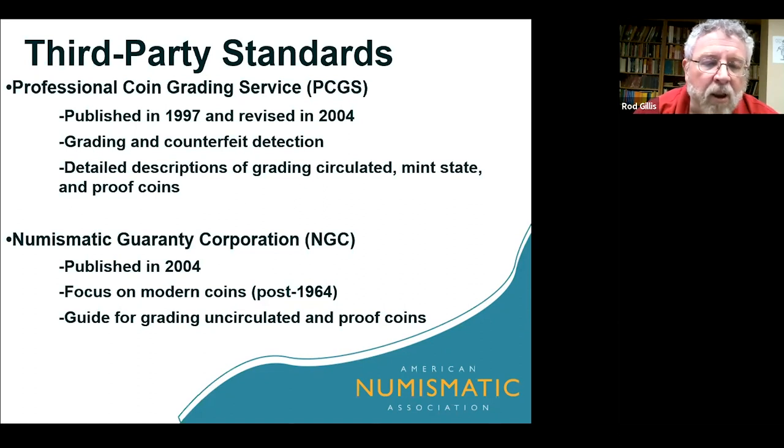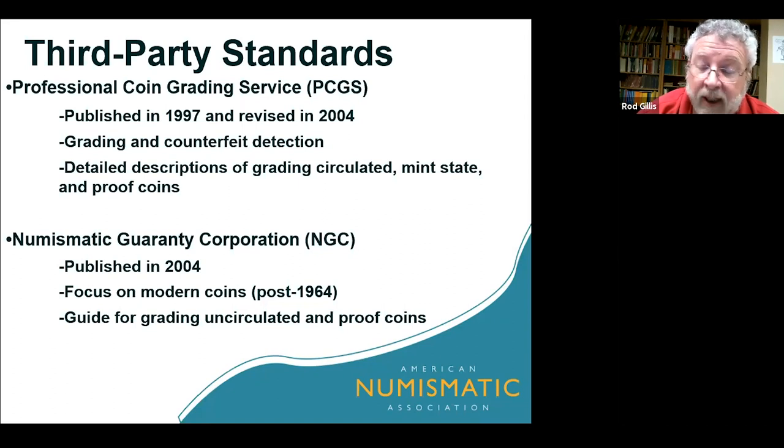So some of you might be thinking, well, I've heard of someone who had a coin that was graded by one of these major third-party grading companies, and then they weren't happy with the grade, and they sent it out to the other company, and they came back with a completely different grade. How can that happen? That's a great question. And the answer is because each of these third-party grading companies have a different set of standards. So if you send a coin to PCGS, they're going to use their established PCGS standards. Same thing with NGC. If you're sending a coin to NGC, they're going to use their standards.